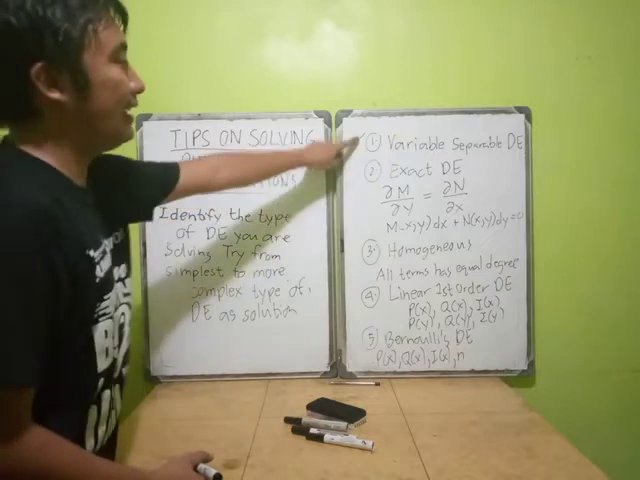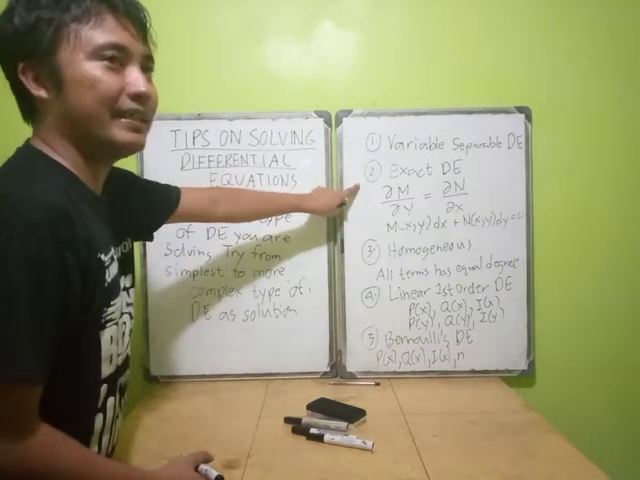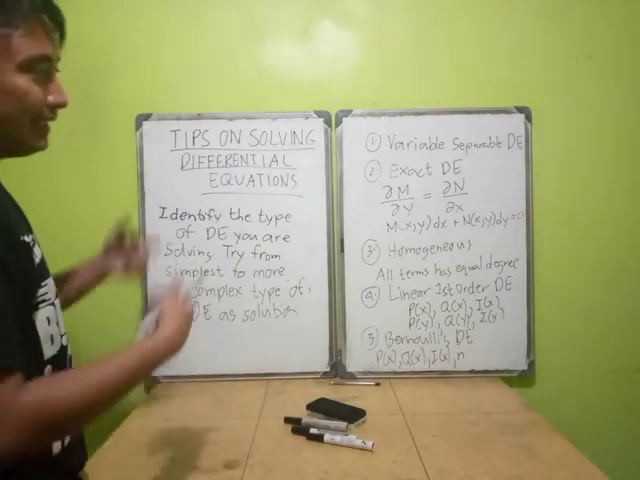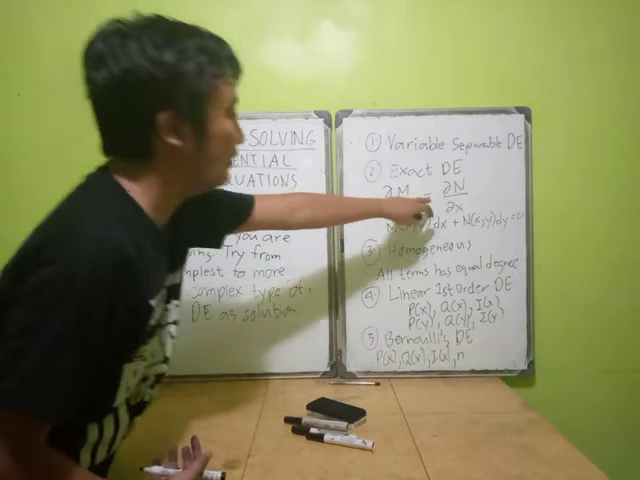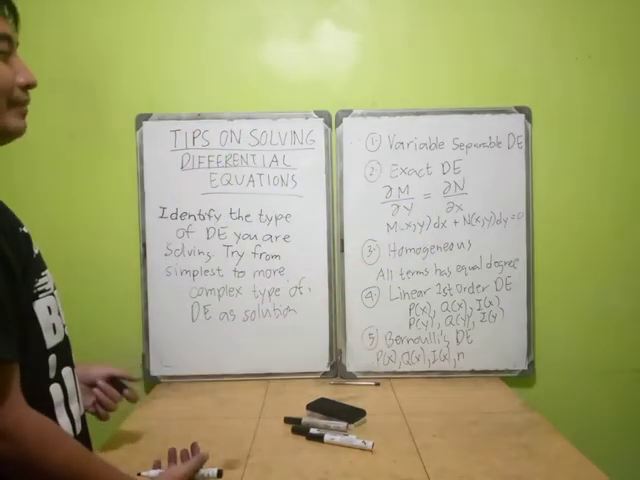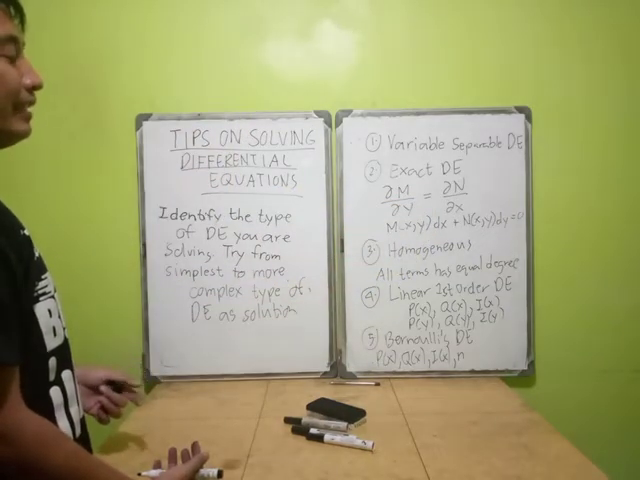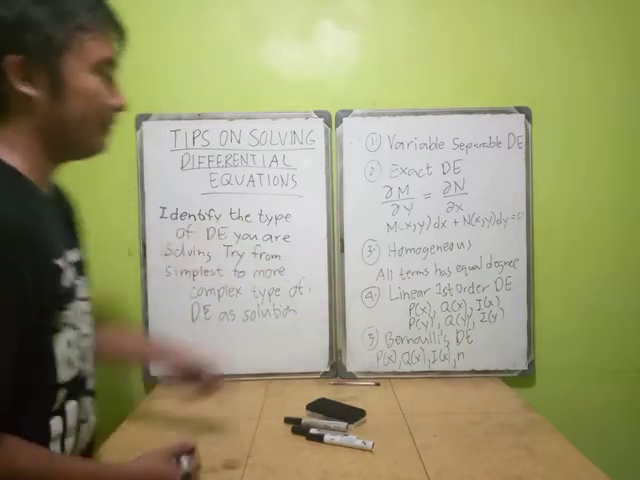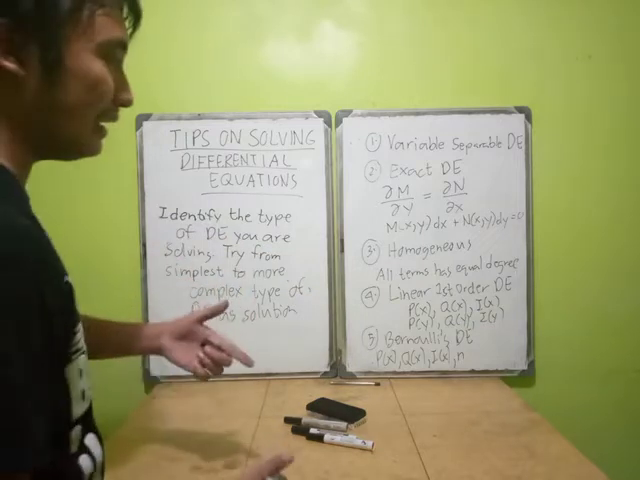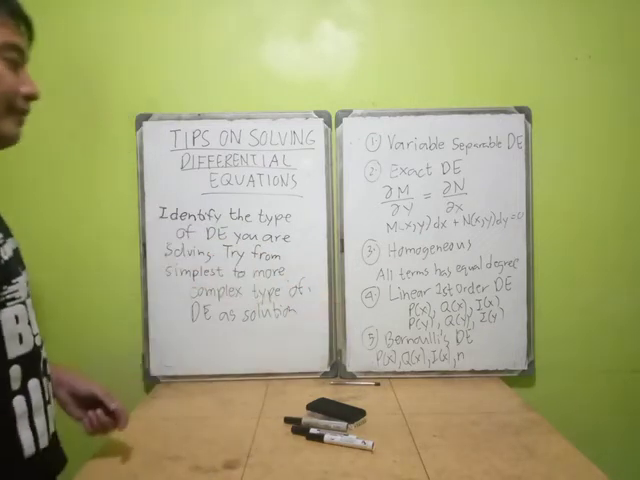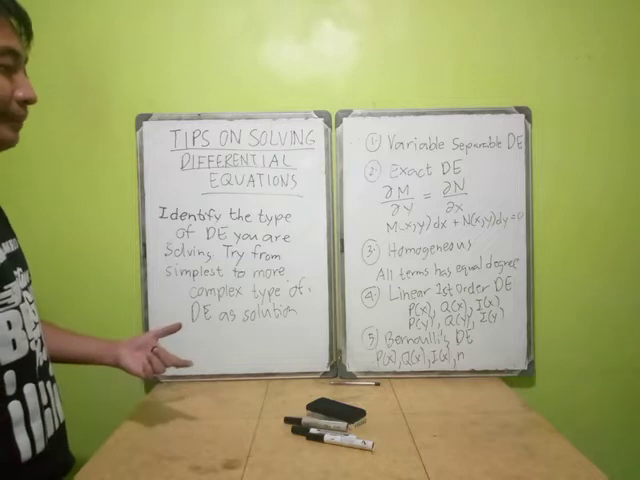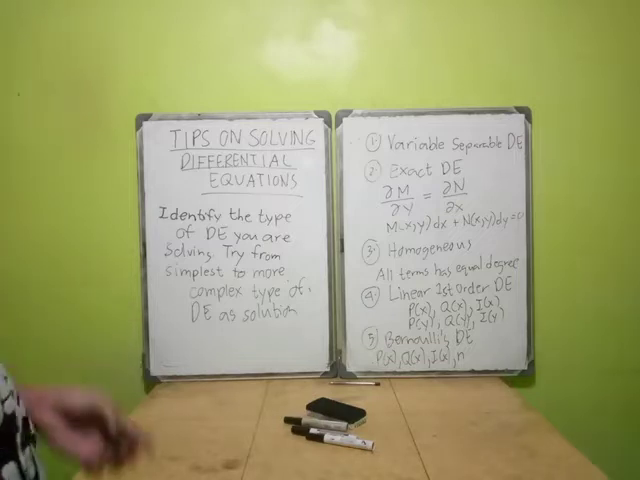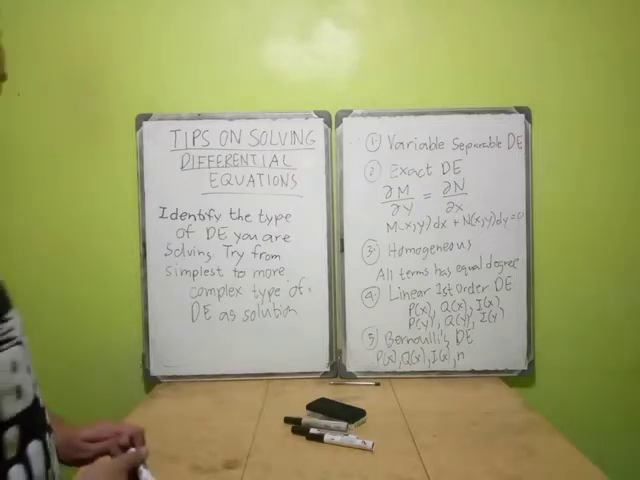Kung hindi siya variable separable, baka exact DE. Solve mo. When you try to solve, hindi siya exact kasi hindi nag-equate to the partial differential of M with respect to y, hindi equal kay partial differential of N with respect to x. So proceed. Homogeneous ba siya? All terms have equal degree? Kung hindi, try mo kung linear first order DE ba siya. Kung hindi pa rin, baka Bernoulli siya. At kung last, yun na yung sinabi ko na substitution methods.